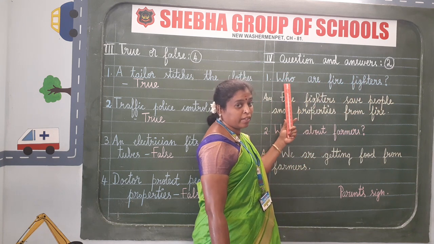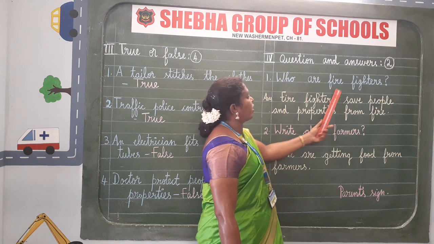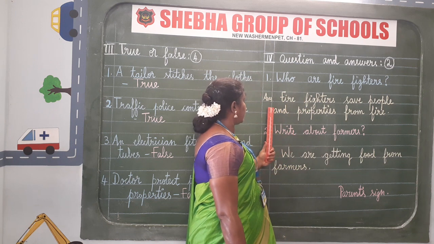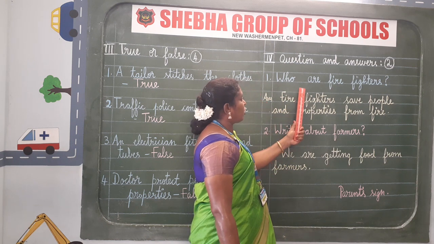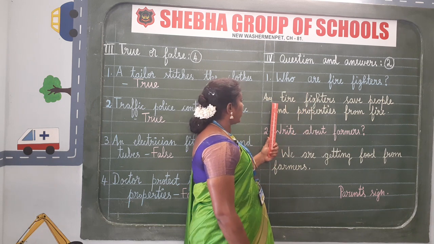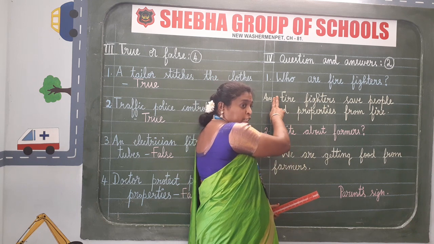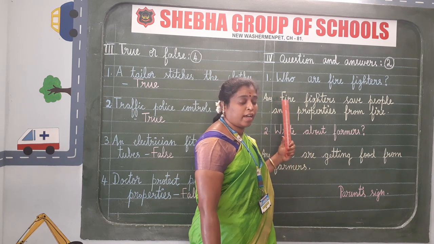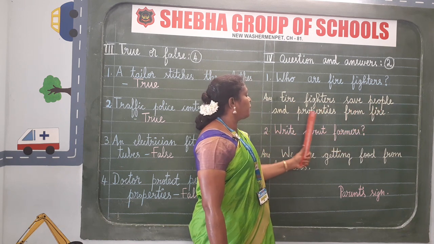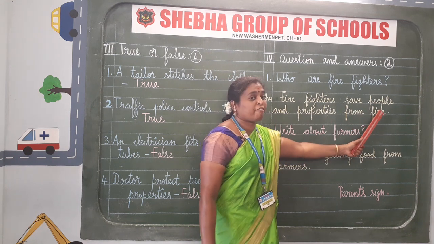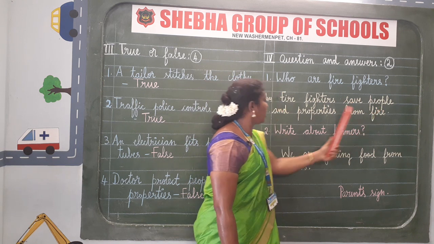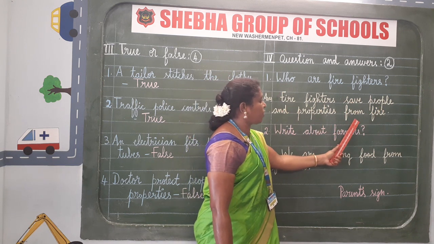Start writing with the capital letter. Okay, children. Who are firefighters? Now we are going to write the answer. After the question, leave one line and start writing the answer. Before writing the answer, leave 2 finger space gap and then start writing. Firefighters save people and properties from fire.